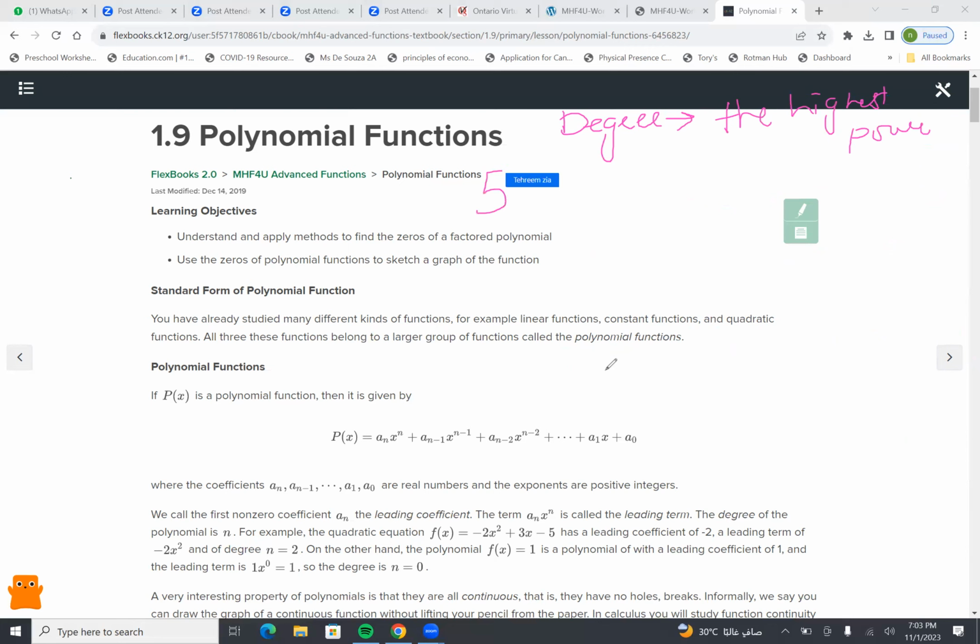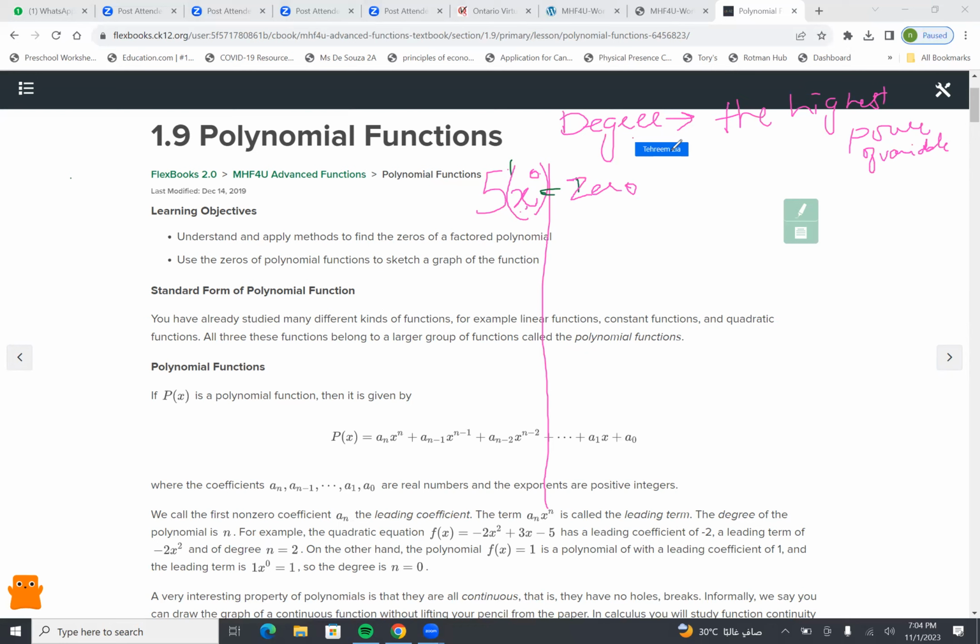What is the degree of this 5? Degree is the highest power of the variable. So what is the variable here? For example, there is no variable. It means there was a variable with the power 0, and x to the power 0 is 1, so it's not important to write it. So its degree is 0, not 1. Degree is the highest power of the variable.